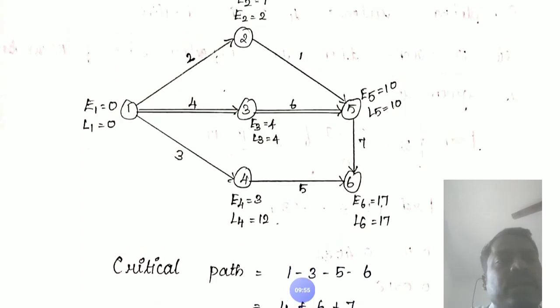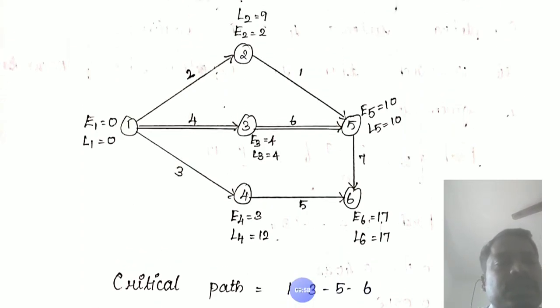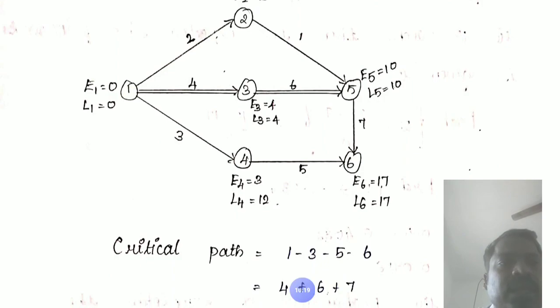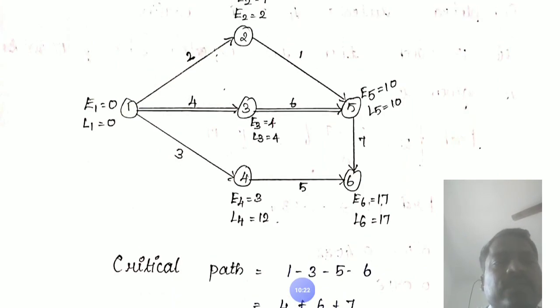Then we find the latest time, the reverse process. L6 equals 17. E6 equals 17, therefore the L6 value is also 17. Then L5 means L6 minus the duration of 5 to 6. Therefore 17 minus 7 equals 10. Then L4 equals L6 minus the duration of 4 to 6. Therefore 17 minus 5 is 12.